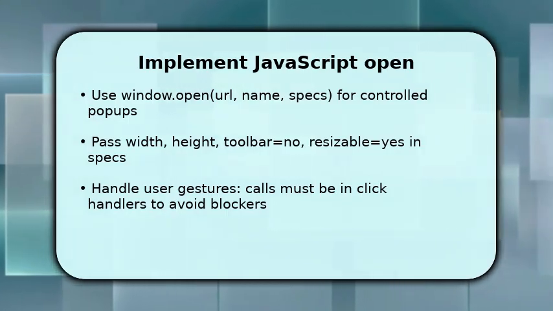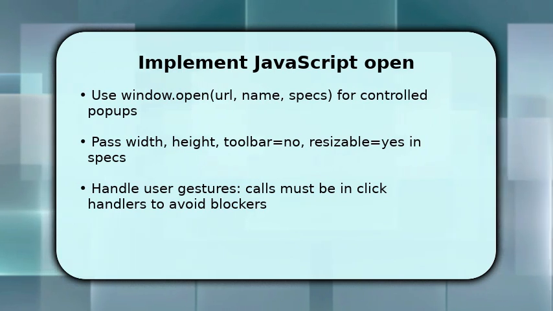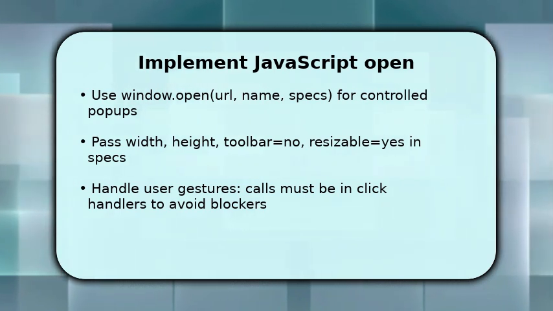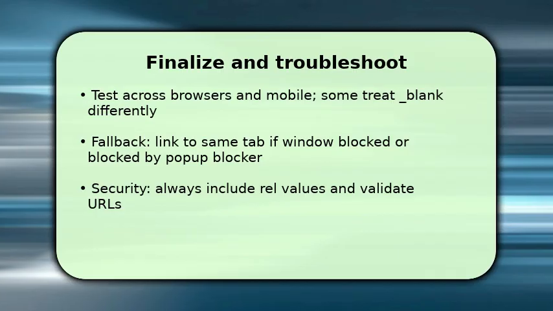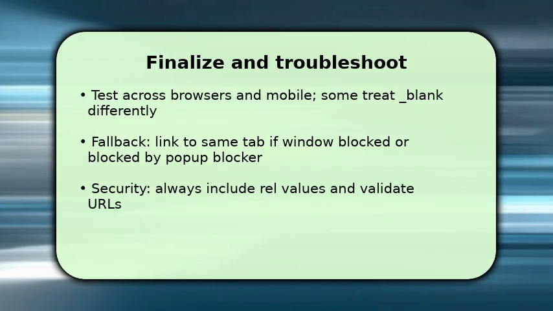Also, consider focus management so keyboard users are supported, and finish by testing behavior in multiple browsers and on mobile, because window handling varies and some will force tabs instead of separate windows. If a pop-up is blocked, provide a fallback by opening in the same tab or showing a message that a separate window was needed. Make sure URLs are validated and that rel attributes are present to reduce security risk.